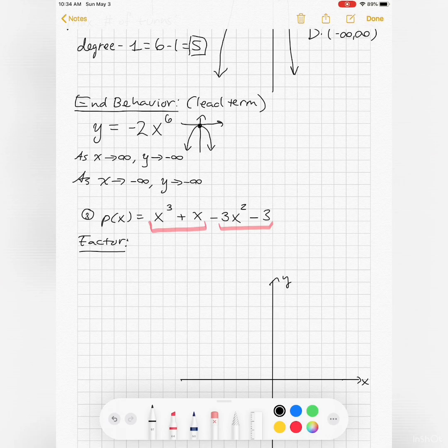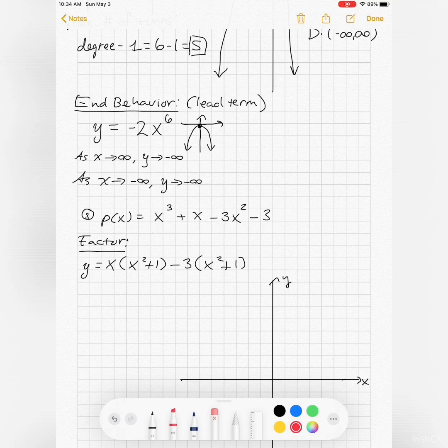And I say, well, what can I factor out of this first group? I can factor out an x. What does that leave me with? An x squared plus 1. What can I factor out of the second group? A negative 3. Then you double check. That'd be x cubed plus x, minus 3x squared minus 3. That looks good.